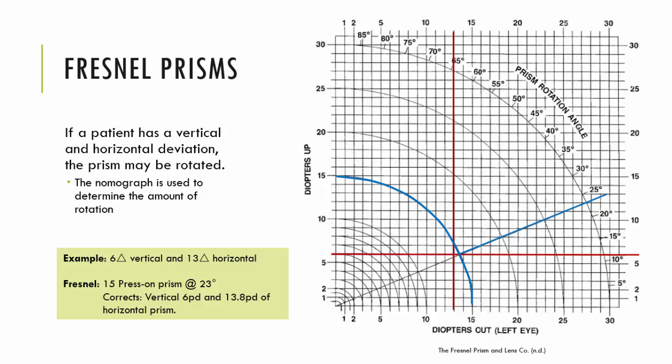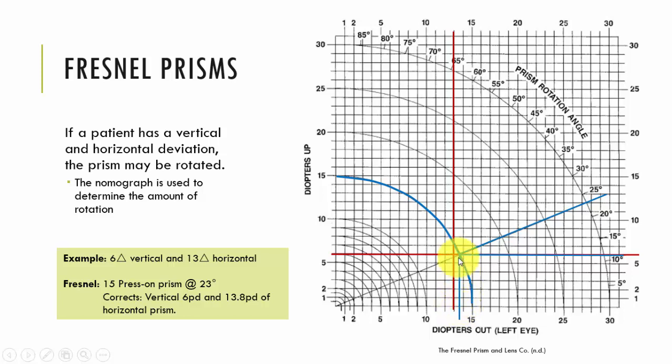And for confirmation in regards to what exactly you've corrected by putting this 15 diopter press-on prism at 23 degrees, we can just take a look at this point here where it falls on the horizontal and the vertical scale. Let's take the vertical scale first. We can see that we correct 6 diopters of vertical at this intersection point here. However, for the horizontal, we're correcting a little bit above 13, and specifically it's 13.8.